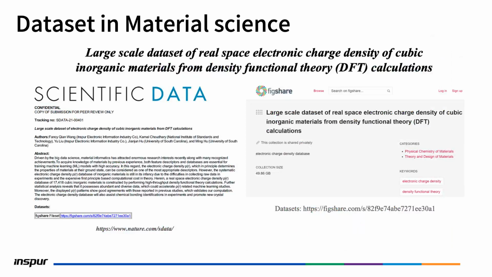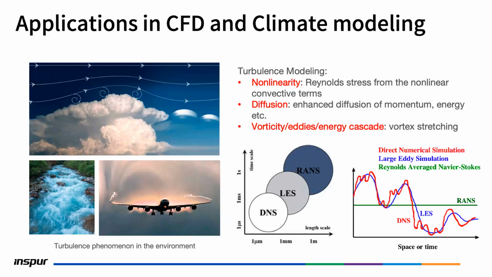The research paper about our material database has been accepted by Scientific Data this year. The material database is also available online. This is the first step of our work to couple machine learning with materials science research. Based on the large electronic charge density database, we will try more possibilities to develop a data-driven materials science and technology. The second area for covering machine learning is CFD modeling.